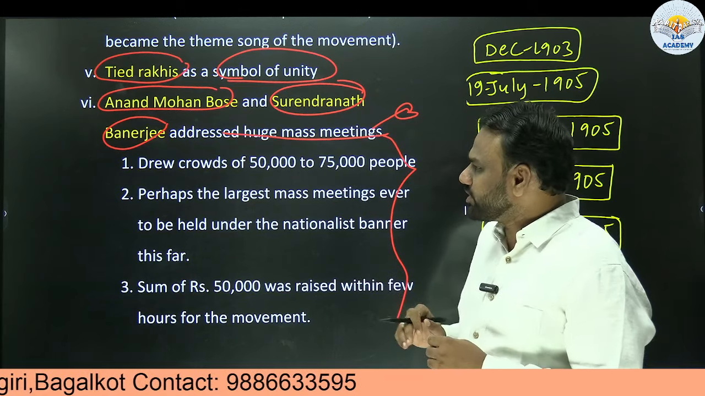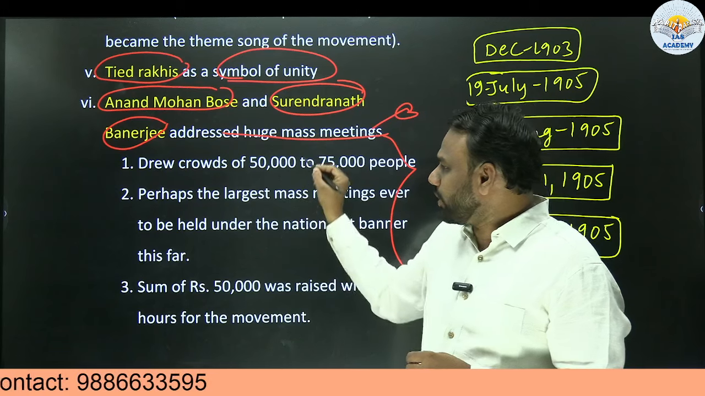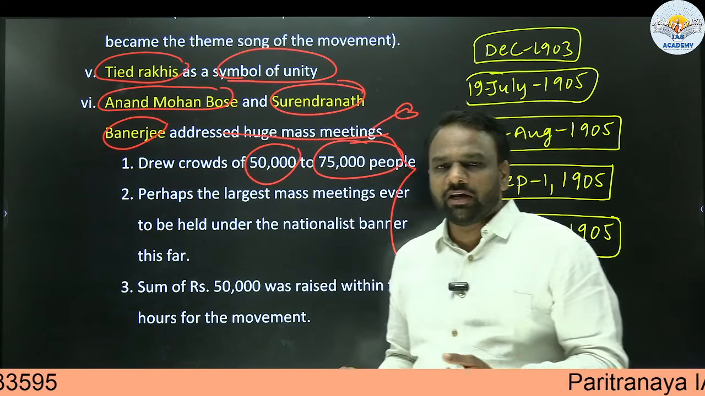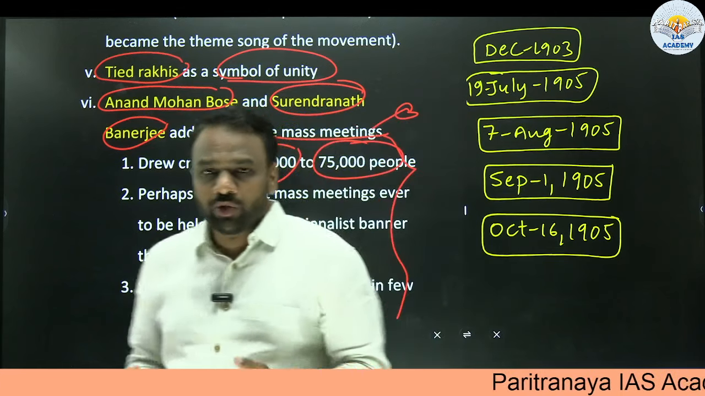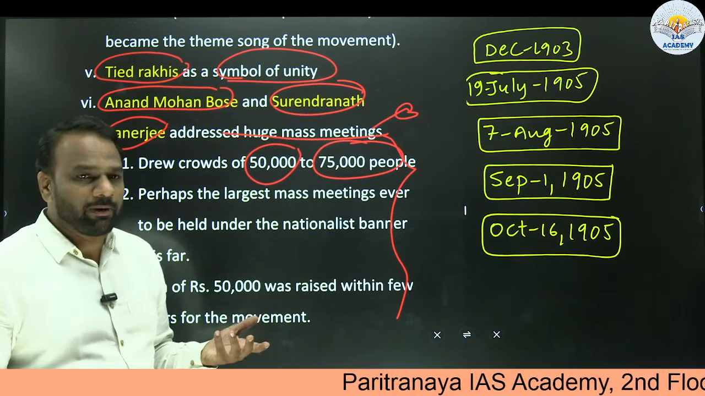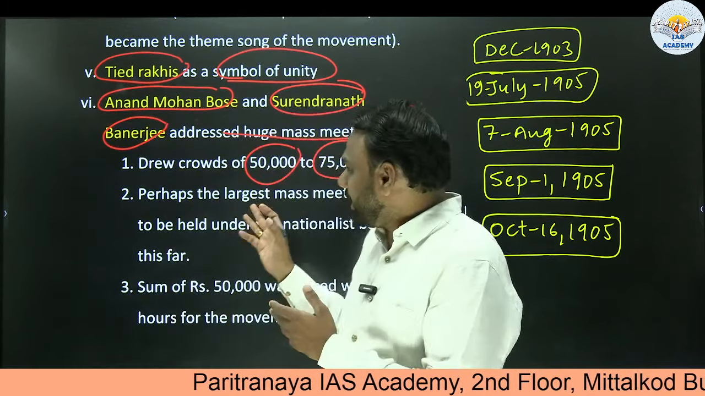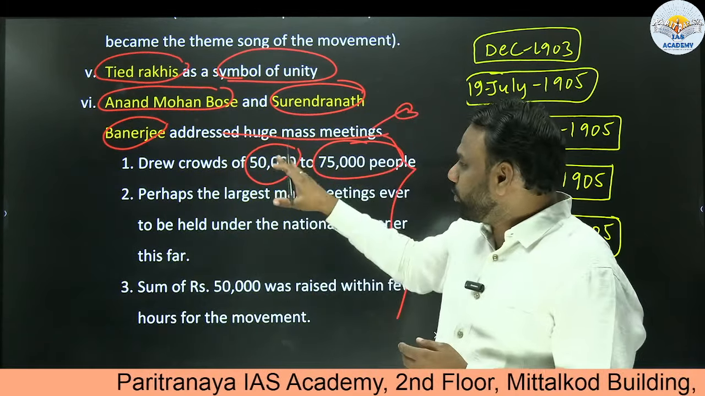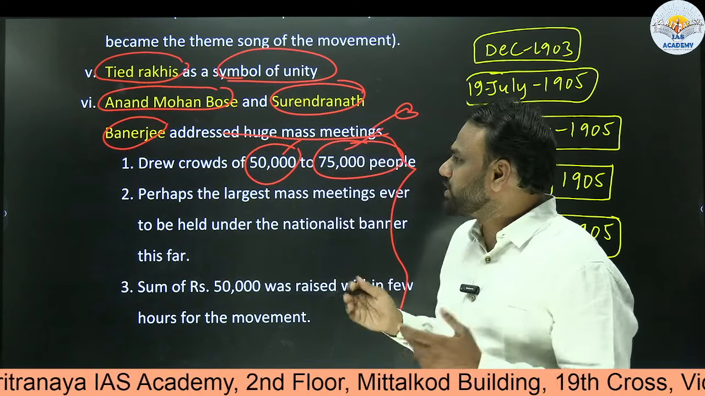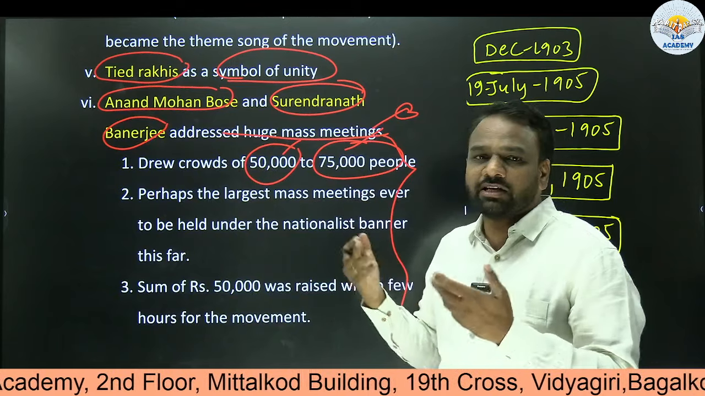So how is it beneficial? When they were addressing the mass gatherings, they drew crowds of 50,000 to 75,000 people. Even in the era of internet and social media, it is very difficult to mobilize hundreds or thousands of people. But in 1905, they were able to mobilize a crowd of 50,000 to 75,000 people. It's a huge mass. So this indicates the intensity of the protests.